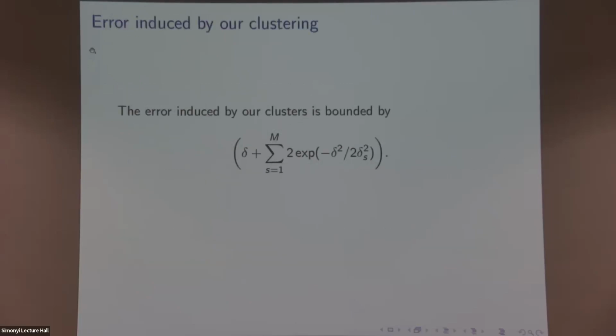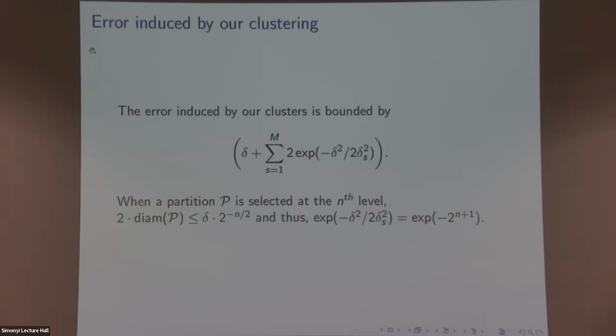If you now plug in the numbers and look at the error induced by our clusters, when the part P is selected at the nth level, we chose it because its diameter is at most delta times 2 to the minus n over 2. So the contribution you get from there is exponential. If a part gets selected at the nth iteration, it's at most exponential minus 2 to the n plus 1. That's just plugging in the numbers, because delta squared divided by delta squared times 2 to the n over 2 to the minus n.